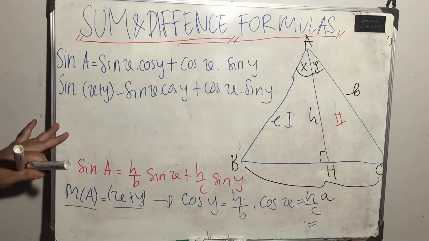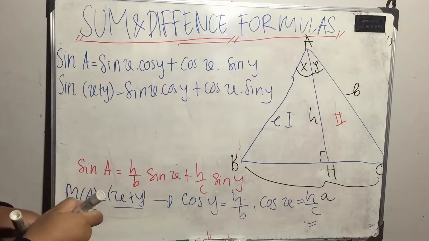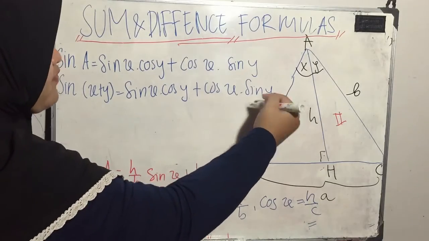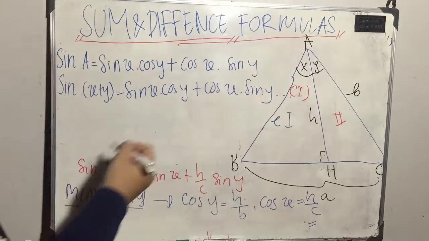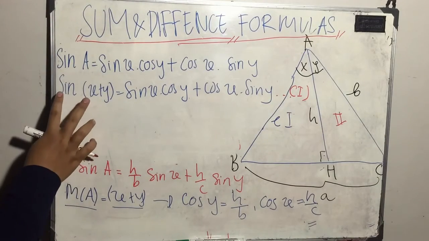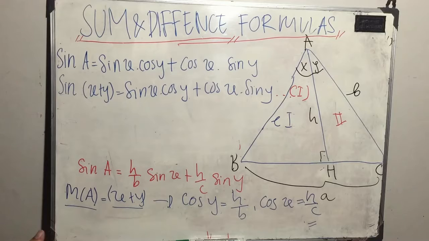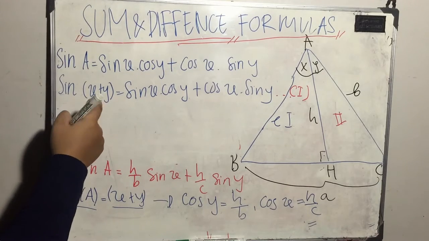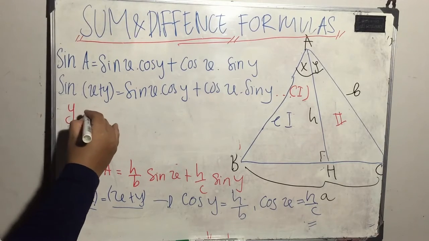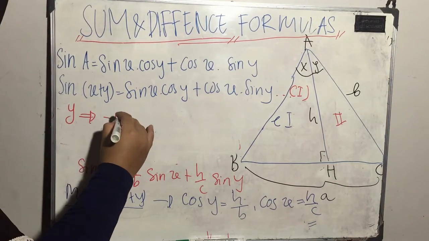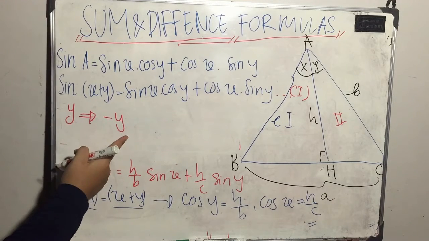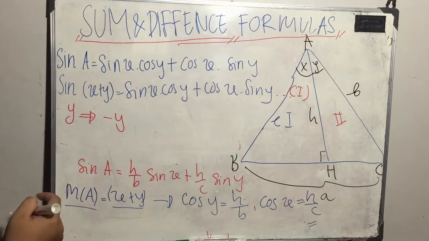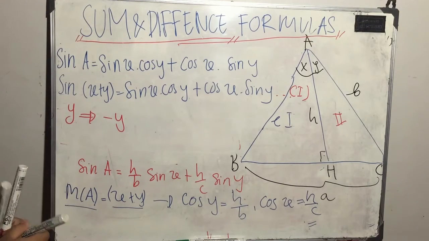Okay, from here we get the first formula, the sum of sinus. I mean, this one is first. So we want to find the difference for the sinus. From here we replace Y to be minus Y, everyone. We replace Y to be minus Y, and the purpose is to get the sine difference.